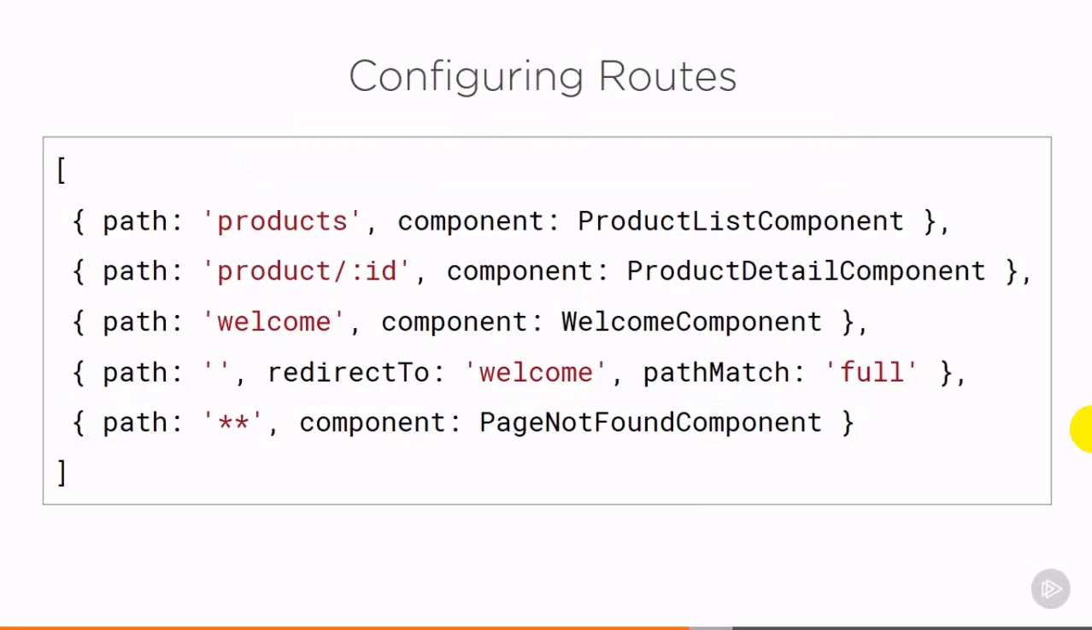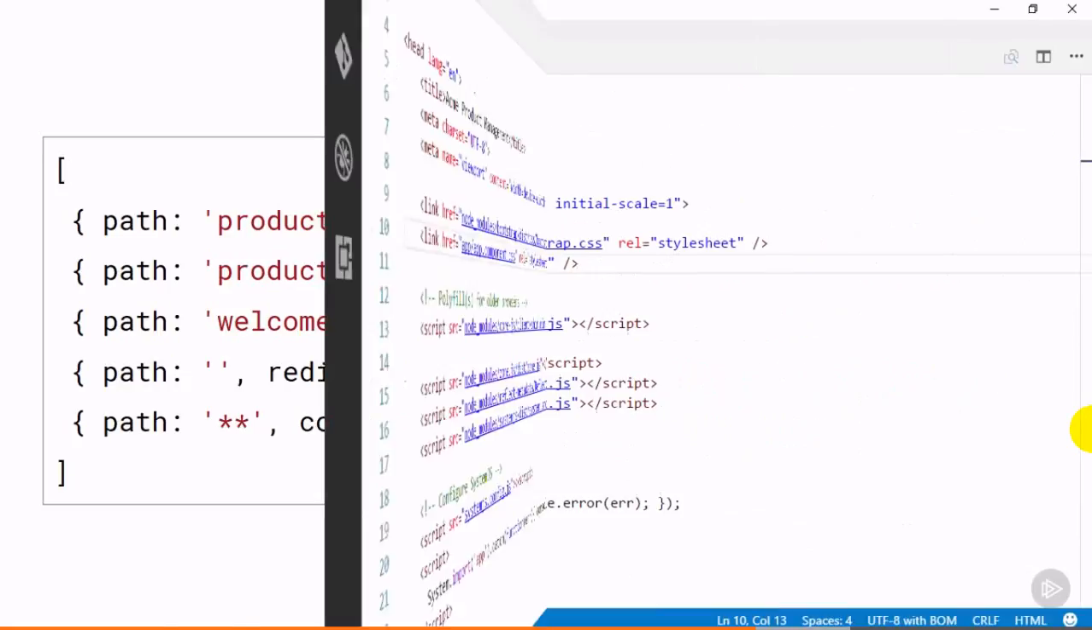A few things to note here. There are no leading slashes in our path segments, and the order of the routes in this array matters. The router uses a first match wins strategy when matching the routes. This means that more specific routes should always be before less specific routes, such as the wildcard route. Ready to try this out?